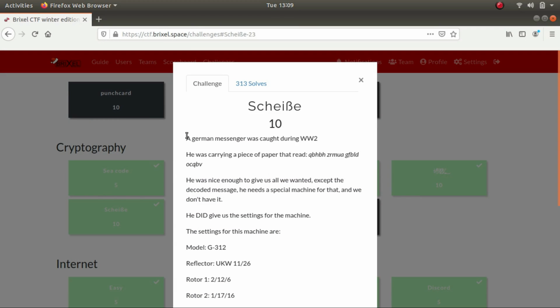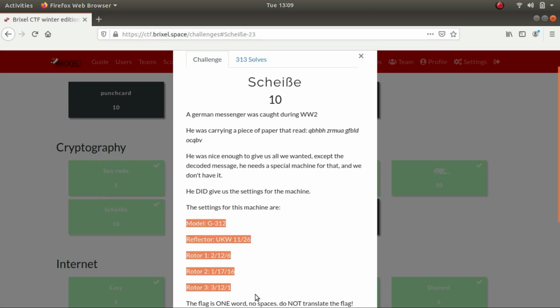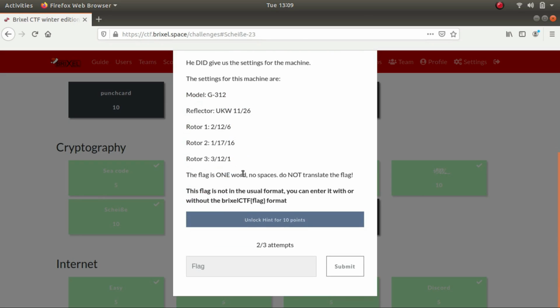It says that a German messenger was caught during World War II. He was carrying a piece of paper that read this strange message. He was nice enough to give us all we wanted except the decoded message. He needs a special machine for that and we don't have it. He did give us the settings for the machine. The settings of the machine are this, this, and this. And the flag is one word, let's leave it for now.